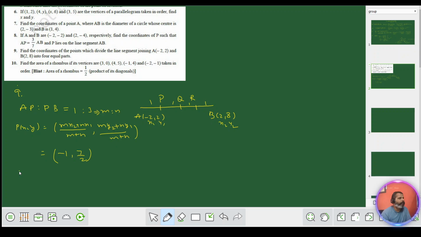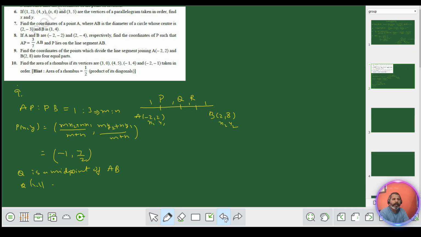Okay. Similarly, I'll give another hint. For Q, if you observe, it will become the midpoint of AB here. Okay. Q is a midpoint of AB. Therefore, you apply the midpoint formula. Q of xy is x1 plus x2 by 2, y1 plus y2 by 2. Understood? Q of x comma y equal to, once you substitute the values, what you get?